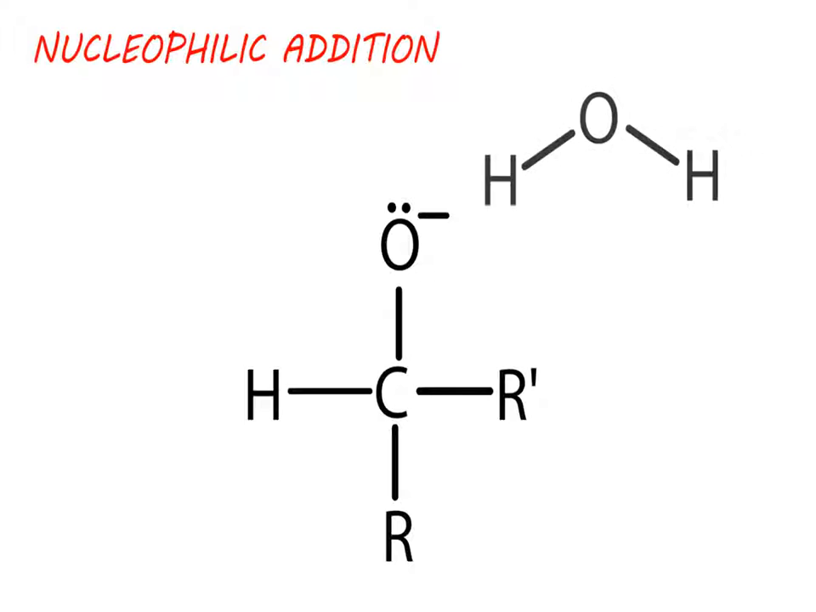Water is then involved in the second step. A pair of electrons from the negatively charged oxygen atom forms a bond with a hydrogen from the water. A pair of electrons from the hydrogen to oxygen bond in the water is transferred to the oxygen of the water to release a negatively charged hydroxide ion. In aldehydes, one or more of the R groups is a hydrogen.